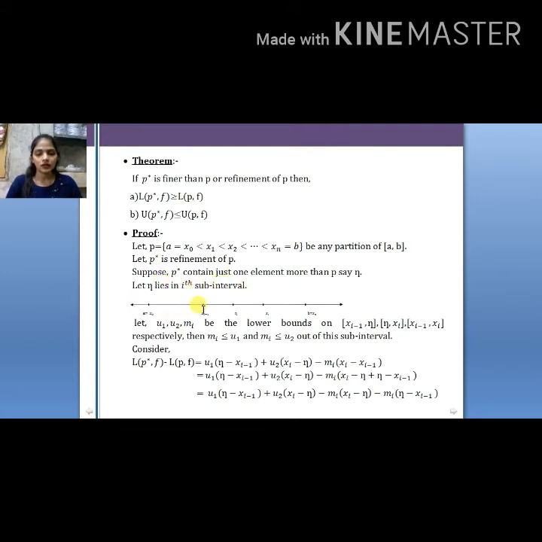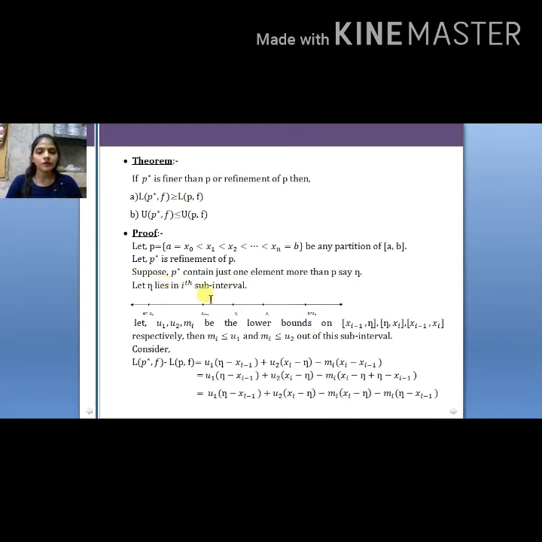Let's see here. This is the real line. Here is a and here is b, the closed interval [a, b], and this is a subinterval of the closed interval [a, b]. This is x(i-1) and this is xi. This is the ith subinterval in which eta lies. That is, eta lies in the ith subinterval.